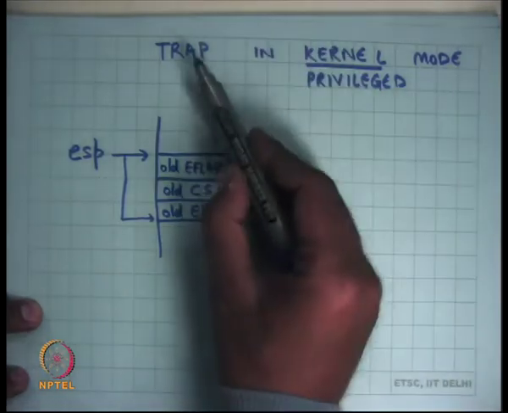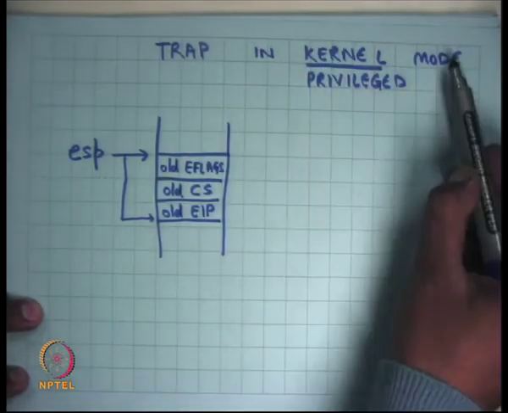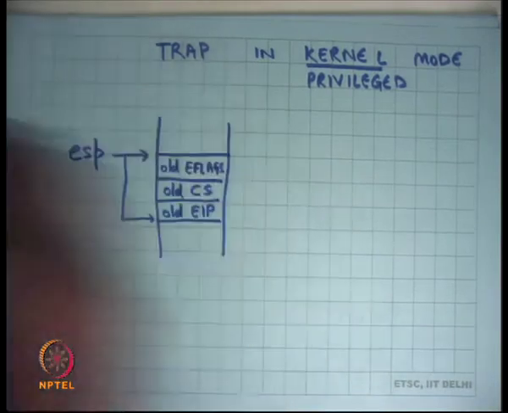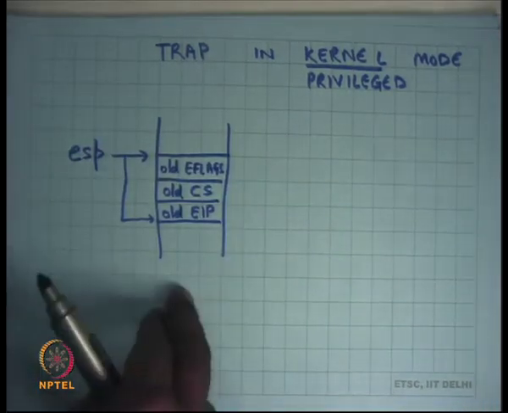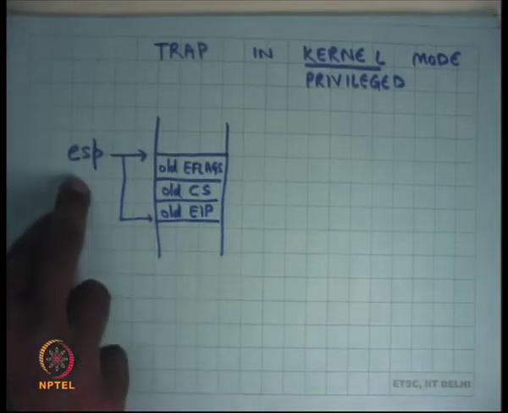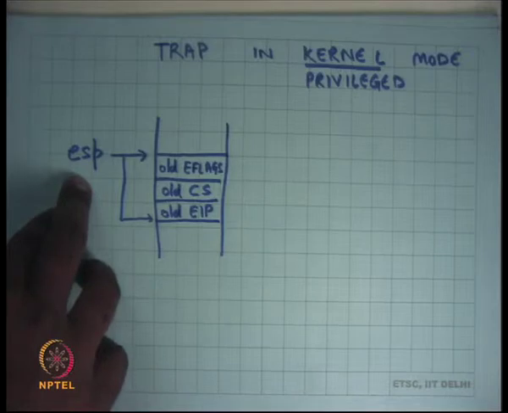Yeah, so we are talking about a trap received in kernel mode. So let's say there's an interrupt while I was executing in privileged mode. This is what will happen. So it'll just push things on whatever the value of ESP is currently. Okay?